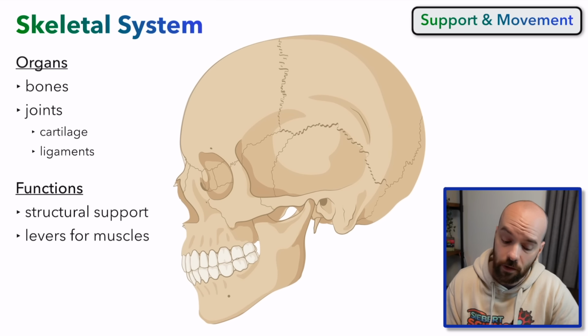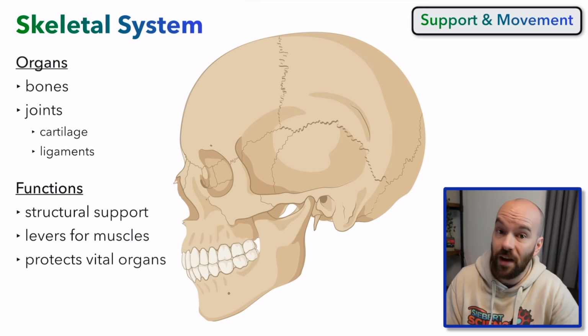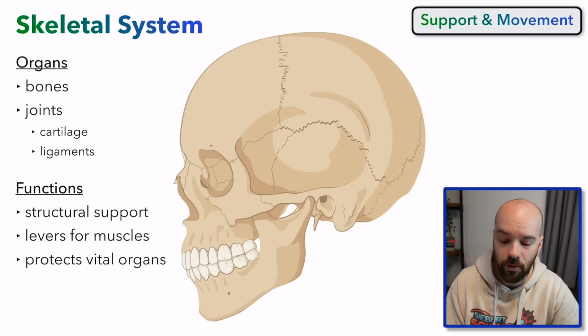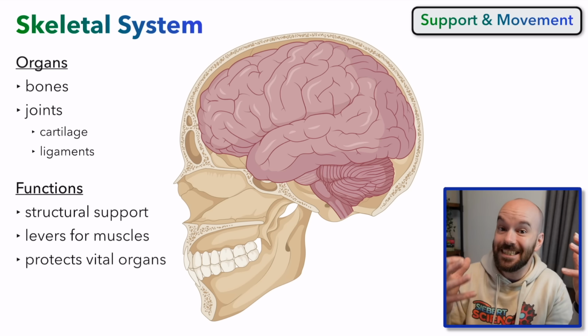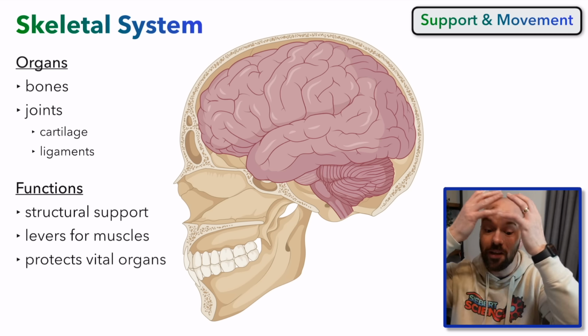A third really important function is going to be protection. It's going to protect vital organs. One big example of that is the skull. Obviously, inside of our skull, we have the brain. And so the brain is very important. The brain's also very easy to damage. And so that's why we have this bone that covers it.